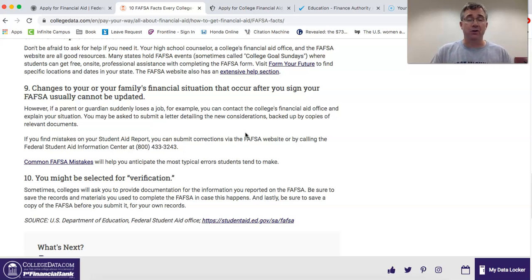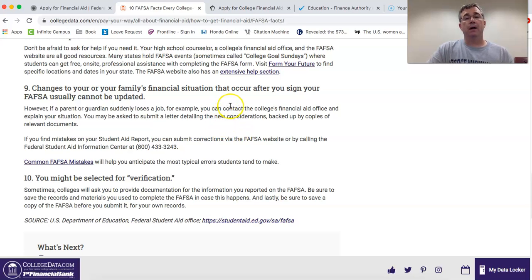However, what you can do is talk to the financial aid office at the school where you've applied and let them know that your financial situation has changed since you completed the FAFSA. And then they can make corrections, not mistakes, hopefully. They can make corrections on the side of the university.